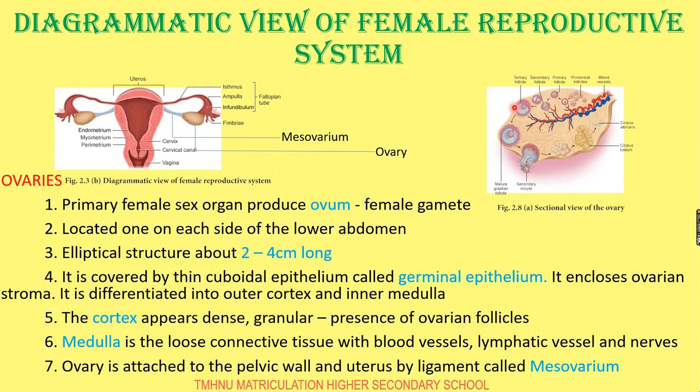The cortex region consists of a number of ovarian follicles. You can see the cortex appears dense and granular, with ovarian follicles of various developmental stages: primordial follicle, primary follicle, secondary follicle, tertiary follicle. After maturation, the Graafian follicle bursts on the 14th day and releases the ovum, which is called ovulation, and is later developed into corpus luteum and corpus albicans. The medulla consists of blood vessels, lymphatic vessels, and nerves.